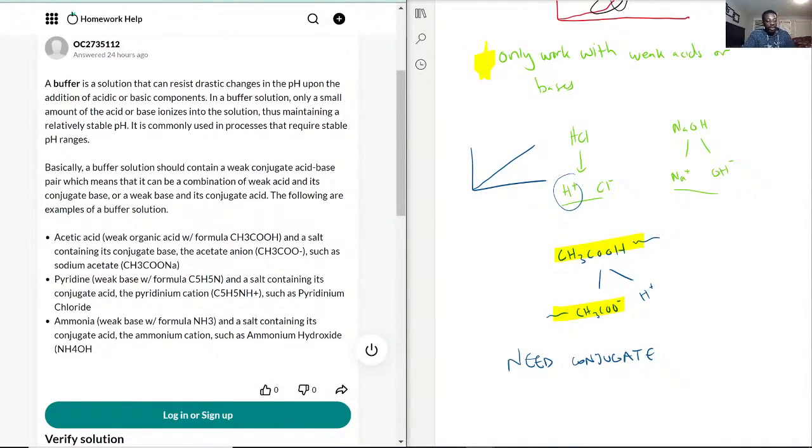So let's see here what they say. A buffer solution is a solution that can resist drastic changes in pH upon the addition of acidic or basic components. It should contain a weak conjugate acid-base pair, which means that it has to be a weak acid and its conjugate base. Yep. Acetic acid, they do mention that.